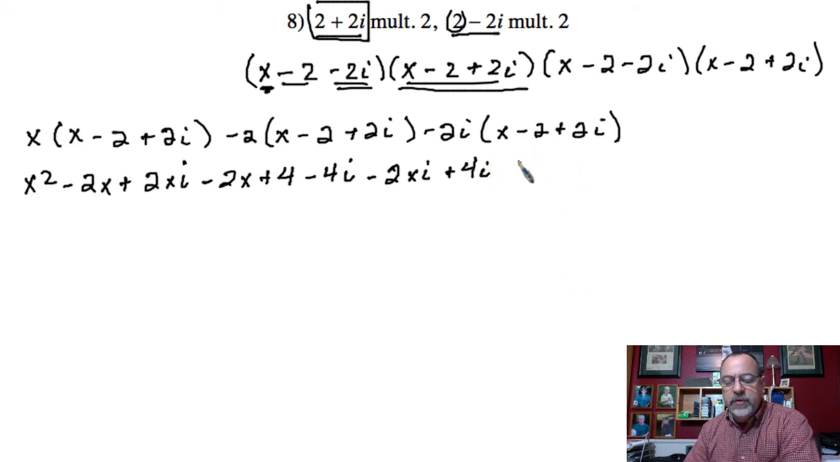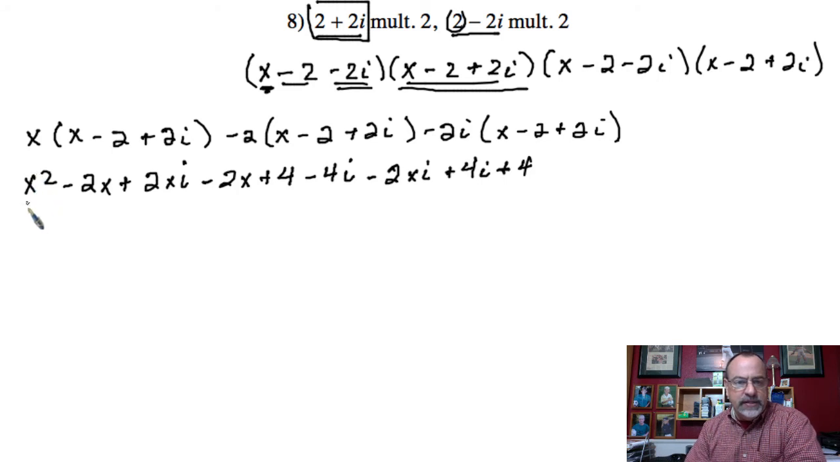Now here's where we have to be a little bit careful, because we have this negative 2 times this positive 2, which is negative 4, but we have the i times the i, which is i squared. But remember, i squared actually means negative 1, and then this negative 4 times that negative 1 actually changes the sign of that 4 to a positive. So be careful with that when you're doing that i squared.